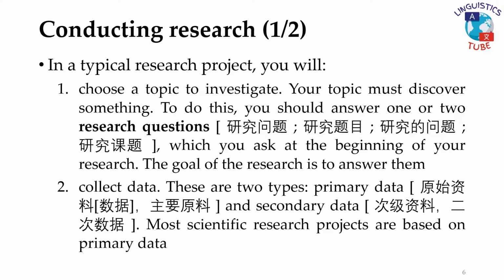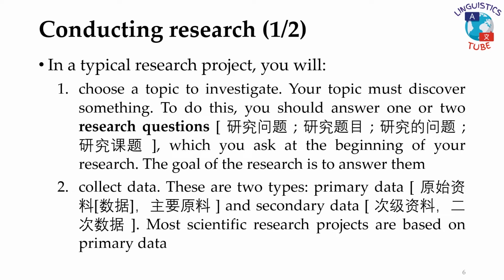Firstly, you need to choose a topic to investigate. The most basic goal of a scientific research project is to discover something. In order to do this, your project must answer one or two questions in order to provide knowledge about something that was previously unknown, or at least not well known. These one or two questions are called research questions. You will ask them at the start of your research, and the purpose of your project is to answer them. We will discuss research questions in more detail later in this episode.